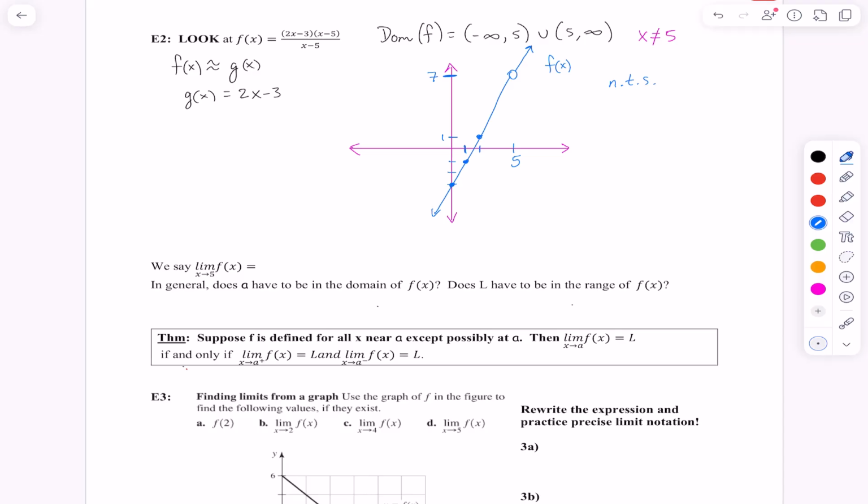However, what can we do? What can we analyze here? We could certainly look at the limit as x approaches 5 from both sides. Where do the corresponding function values go? The corresponding function values are actually getting closer and closer to what? They're going closer and closer to 7, even though 7 is not in the range of the function.